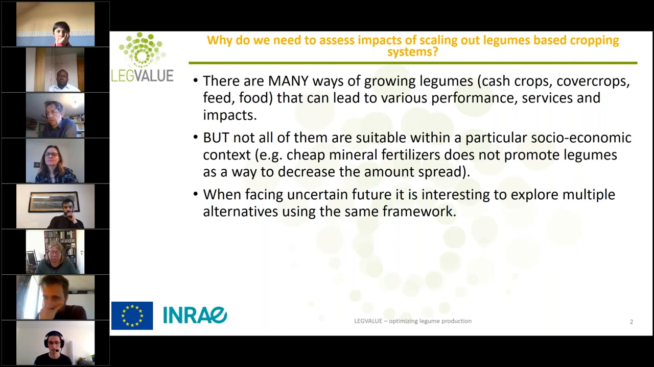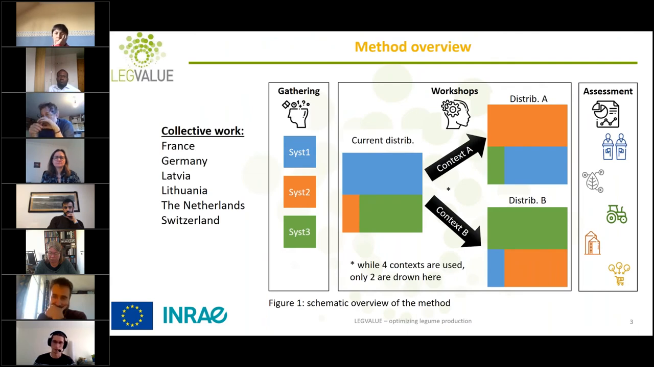And yet, legume development can lead to various results. For example, if we think about GMO soybean or organic alfalfa, we do not have the same landscapes. So there is a need to explore contrasted scenarios to highlight how legumes might be used and to assess these scenarios at large scales. Here we tried to go at EU scale to quantify aggregated benefits of such systems. So first, I will present the method we developed.